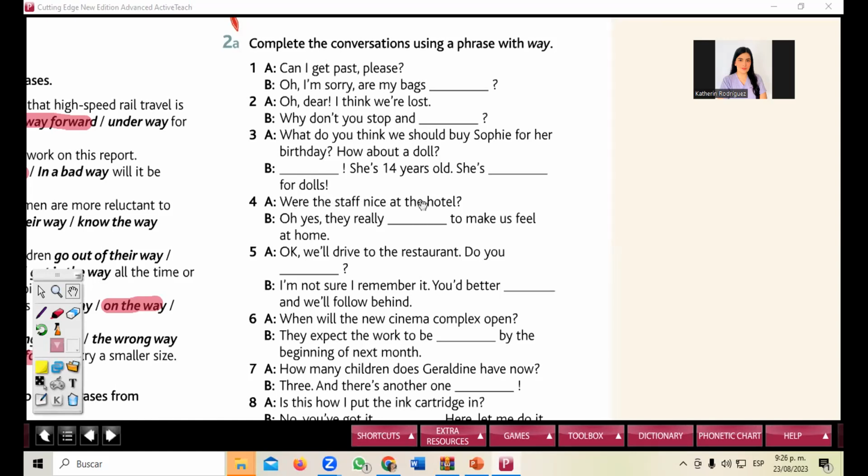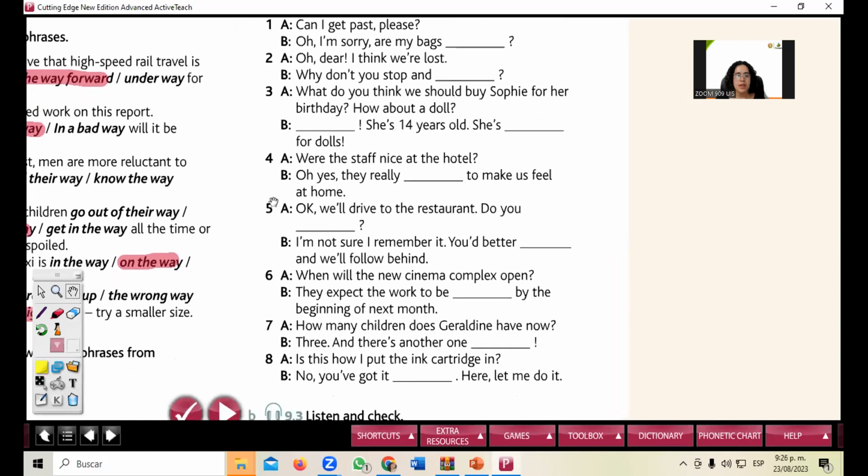Were the staff nice at the hotel? Oh yes, they really went out of their way to make us feel at home. Okay, in this case it's in the past. Went. They went out of their way to make us feel at home. Okay, Miss. All right, thank you. Very good. Kiara, please continue with number 5.